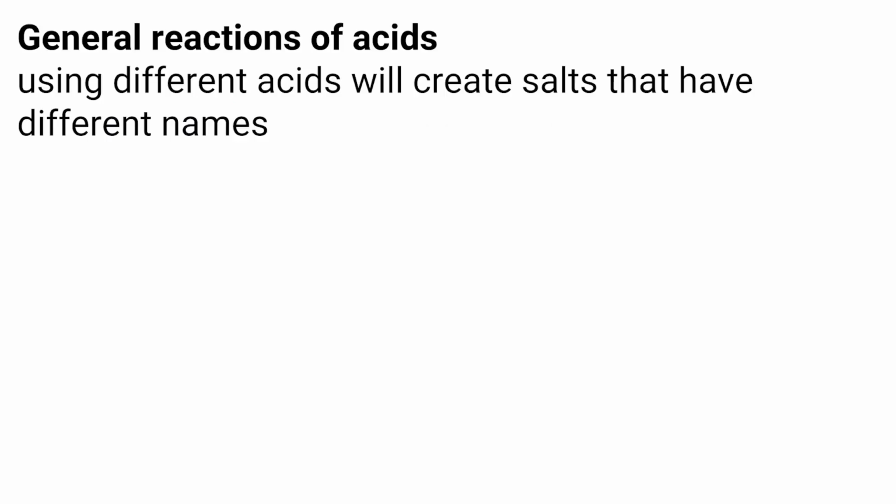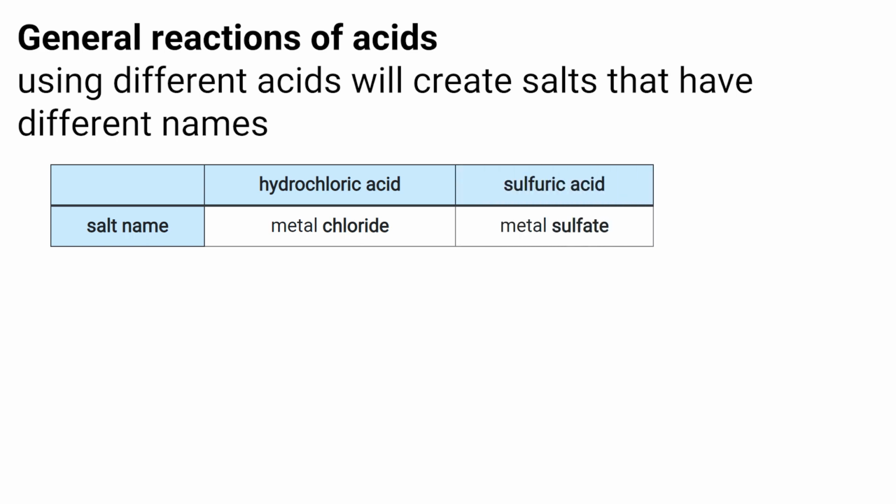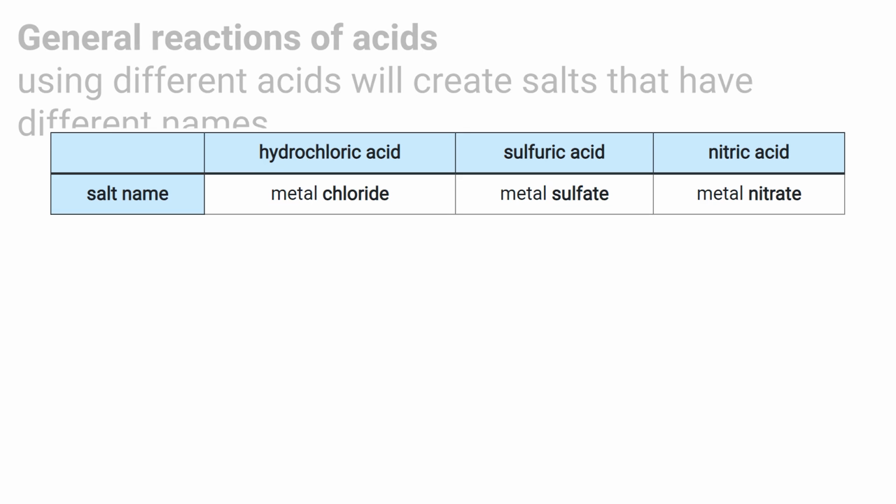When acids react with different chemicals, they can make different products. Using different acids will create salts that have different names. You need to be able to recognise that when hydrochloric acid is used in a reaction, the salt that's made will have the name chloride. When sulfuric acid is used, the salt will have the name metal sulfate, and when nitric acid is used, the salt will have the name nitrate.